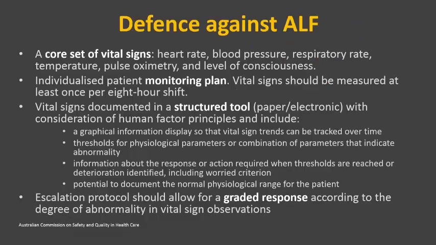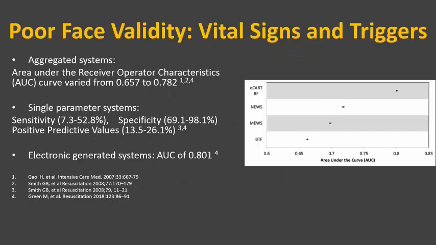So the Commission, within its standards, has set up a couple of defences to afferent limb failure: having a core set of vital signs, having a monitoring plan, having a structured tool on what you recall your vital signs, and encouraging a graded response. I thought these to be strategies that potentially could minimise the occurrence of afferent limb failure. So how good are all of them?